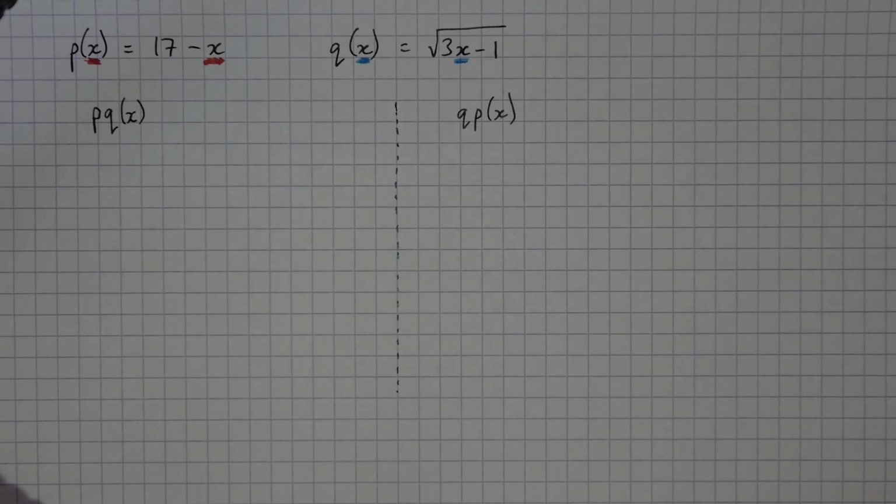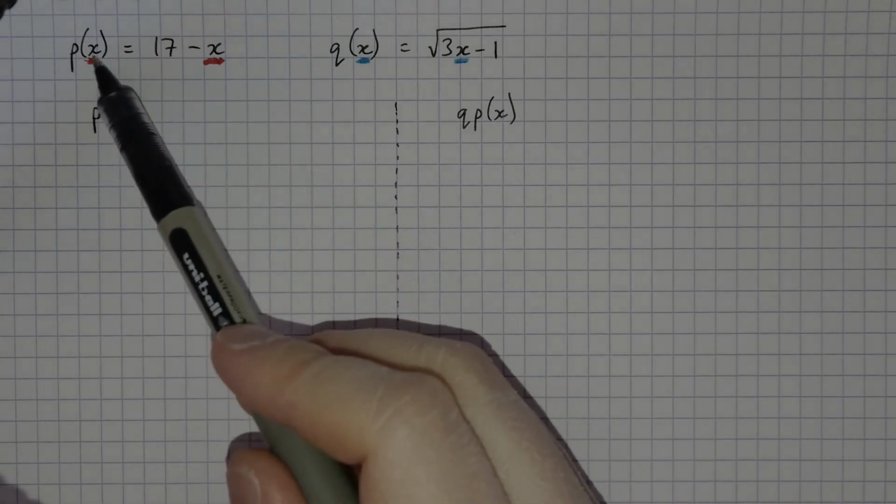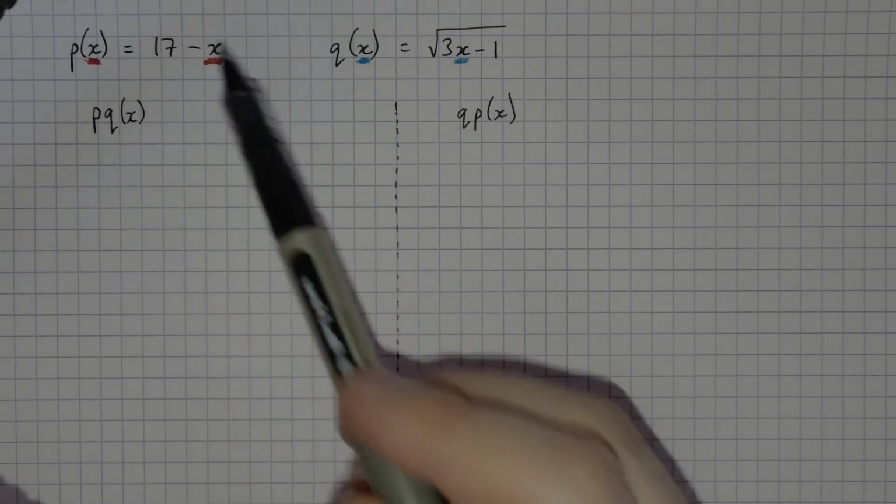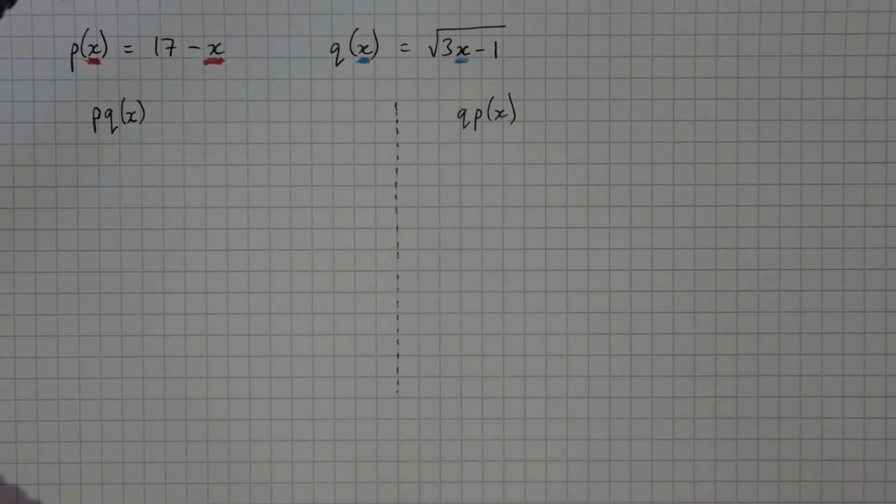My last couple of examples then. I've got 2 new functions, p and q. Let's find the composite functions pq of x and also qp of x. You won't necessarily always be asked for both, you might just be asked for one of these in an exam question, but I'll do both just so you can see more examples. Don't worry too much about the colours. I've just sort of suggested that when the input is x, you get an x here. When the input is x, you get an x here. I might refer to the colours later on.